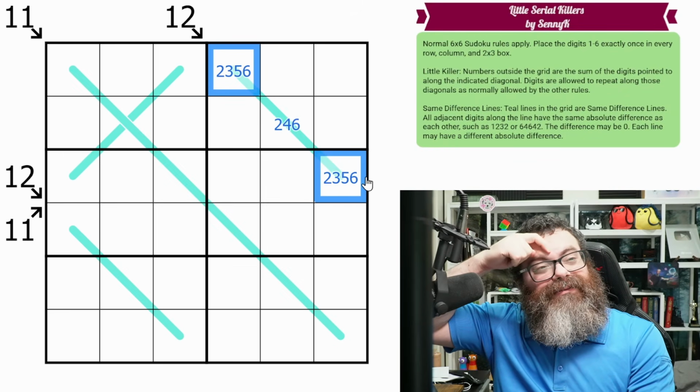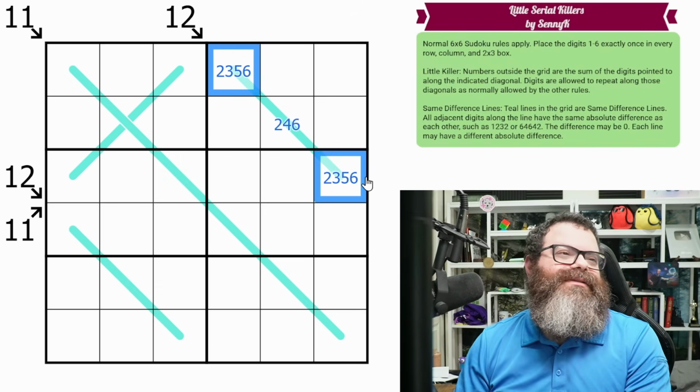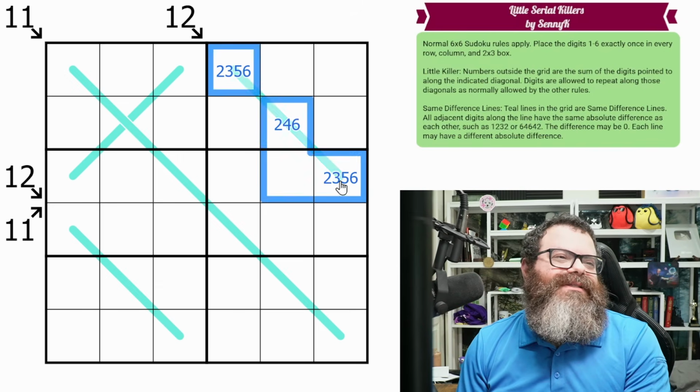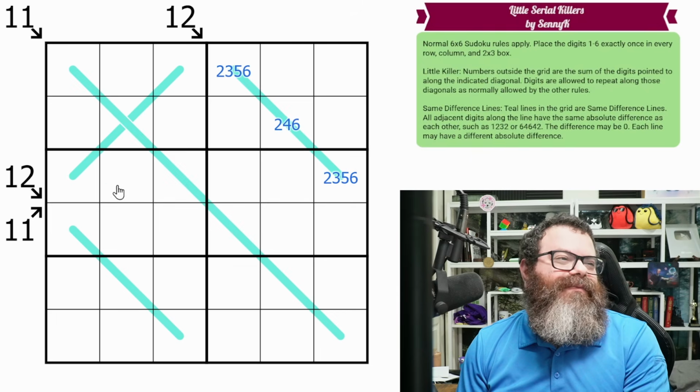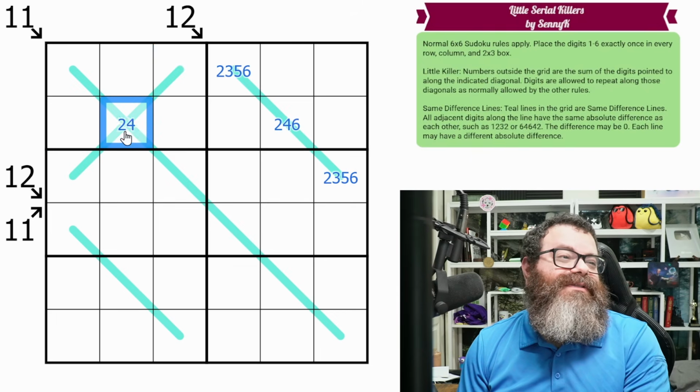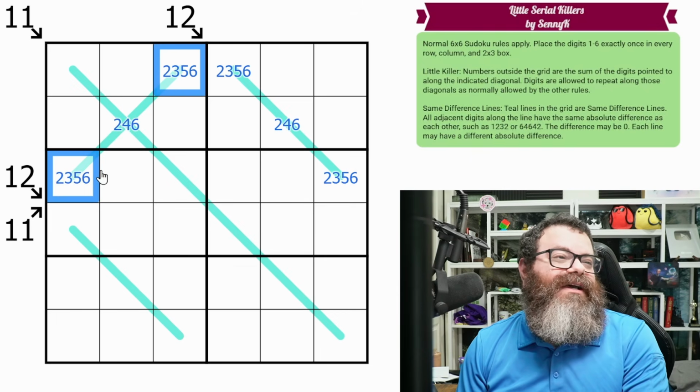All right. Because with 6 in the middle, we're not doing 2 4 6. All right. I don't know if that's super helpful at the moment, but we can look at the rest of these. So this is the same. This is 2 4 6 with 2 3 5 6 on the edge.